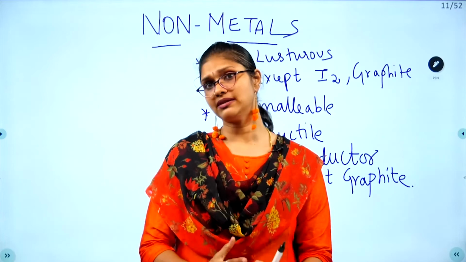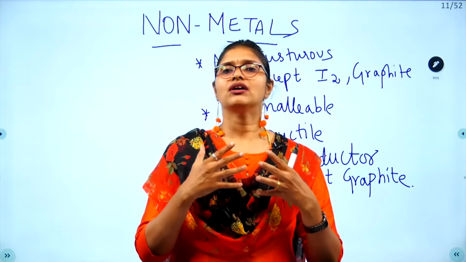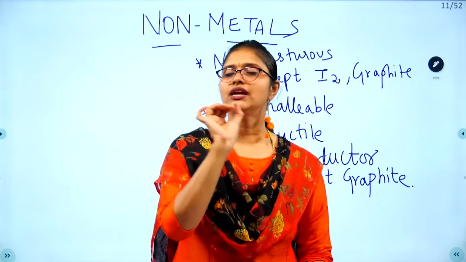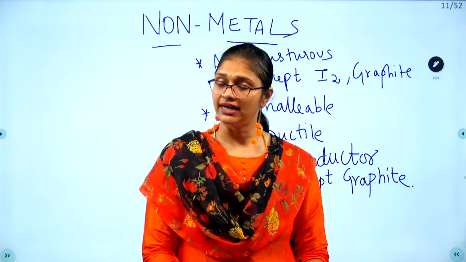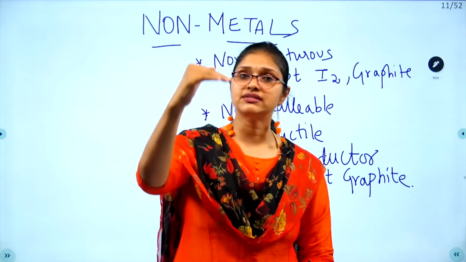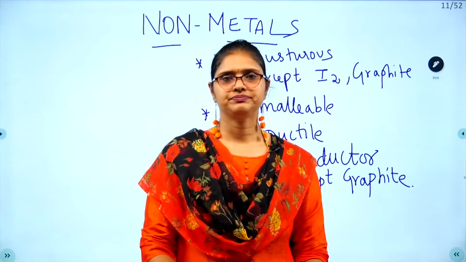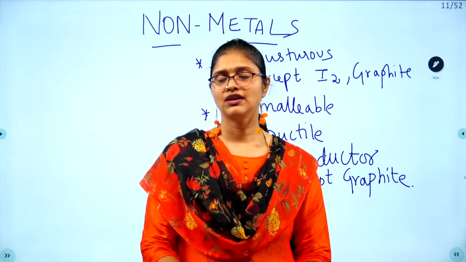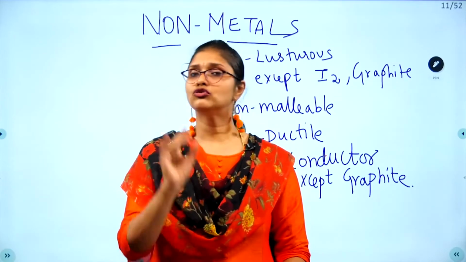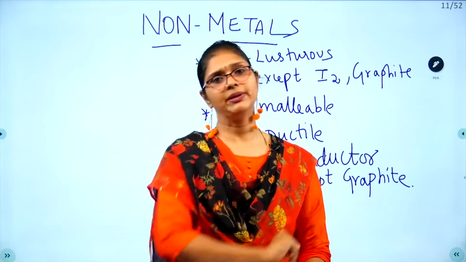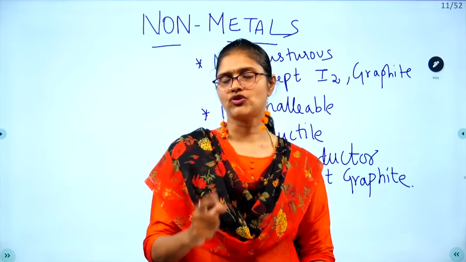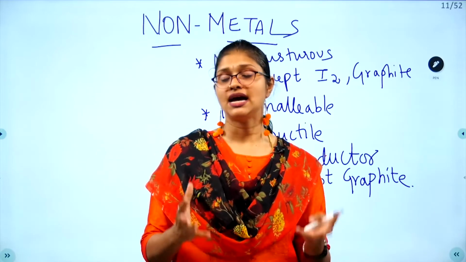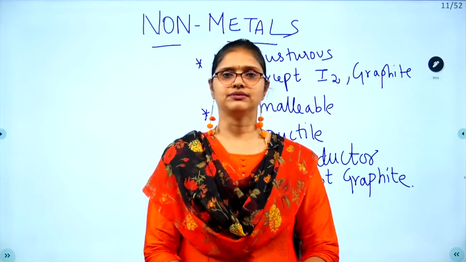Diamond is a bad conductor because carbon's valency is 4. The carbon is surrounded by 4 electrons, and those electrons are connected with other carbon atoms. So there are no free electrons in diamond. Whereas in graphite, among those 4 electrons, only 3 are bonded and 1 electron is left free. And because of those free electrons, graphite is a good conductor.